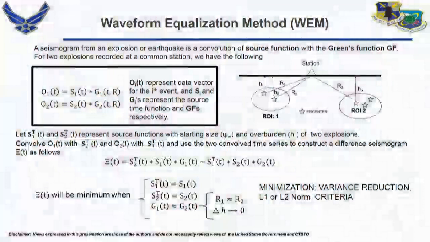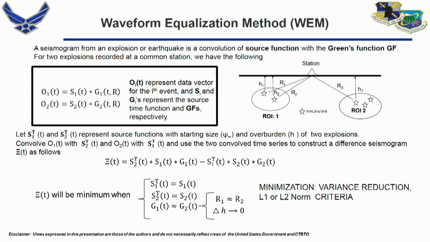But one can argue that topography will play a role. Yes, it does play a role, but within the frequency band we'll be looking at, given our wavelength, the topography effect on my data will probably be minimal. And we'll do different kinds of minimization. We'll look at variance reduction. We'll look at L1 and L2 norm as a criterion to minimize the particular function.